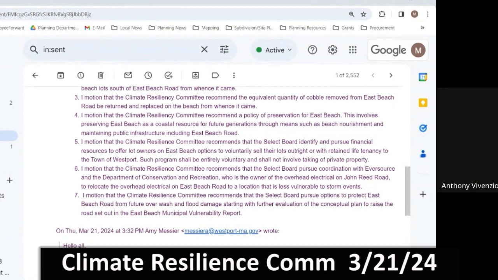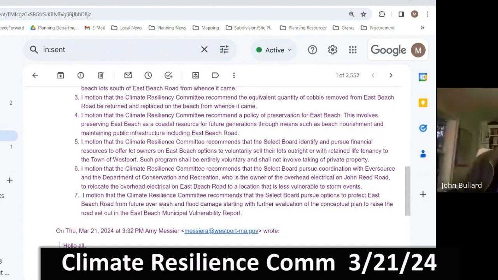My number one concern about this item is that it could potentially be seen as a kind of stealth abandonment or a stealth planned retreat for East Beach. And I wanted to try to understand, on the record, whether, if the electrical utilities were rerouted, that would be an enabler to eventually abandon East Beach, or if there is a commitment to continue to maintain public infrastructure on East Beach Road into the future.